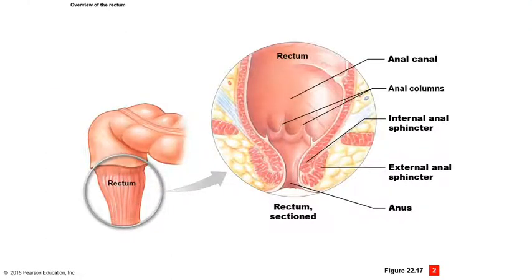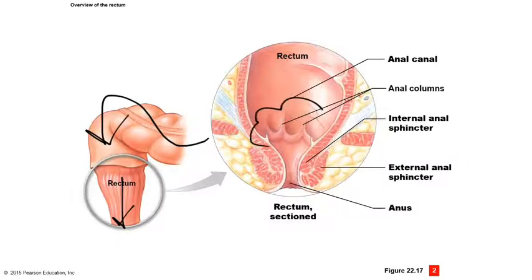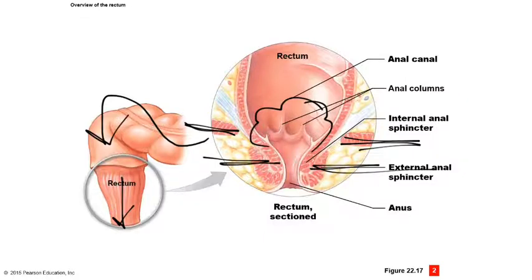So looking at a cartoon representation of this, here is the last of the sigmoidal colon, and then the rectum, the straight region. As we look at it, we can see these anal columns and the two sphincters. Here's the internal sphincter and then the external sphincter with the anus itself.